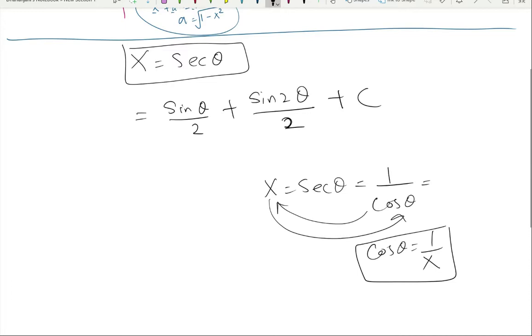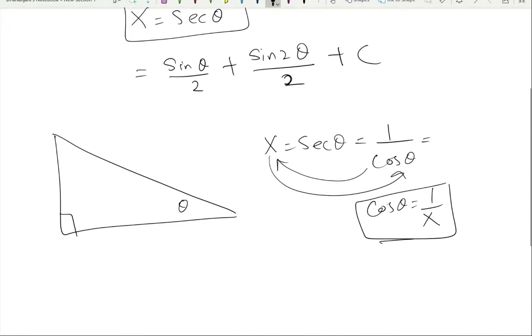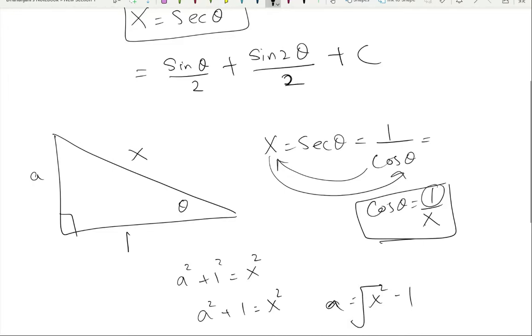Okay, all right, so here let's draw the triangle. Here it's theta, here right angle. It doesn't matter where you put theta, but make sure you use the definition of the cosine theta correctly. So adjacent side is 1, hypotenuse is x here. Let's say this is a, so a square plus 1 square is equal to x square. So a square plus 1 is equal to x square. So a square is x square minus 1. So a is square root x square minus 1. So the missing side is square root of x square minus 1.